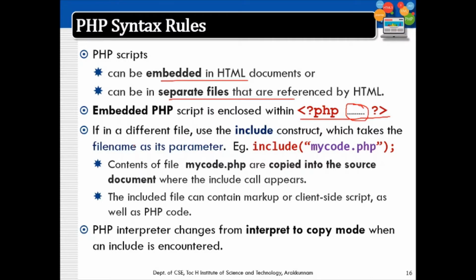Sometimes, if it is in a different file, we can use the include construct to use this PHP file as a parameter within another file. This is the format of using include within simple brackets. We can give the PHP code file name. So if you use the include construct, your code which is written in this mycode.php will be copied to the source document, the entire content. So this will be operating only in copy mode, and it will be just copying the contents.